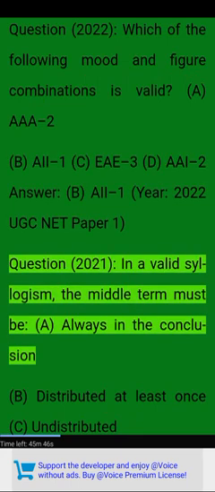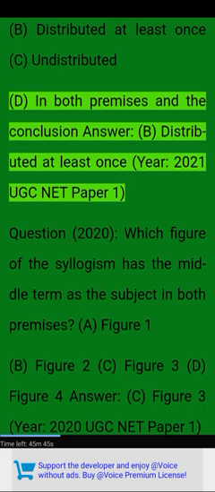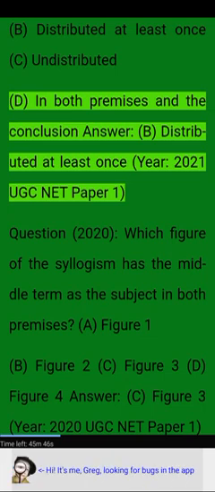Question 2021. In a valid syllogism, the middle term must be A. Always in the conclusion. B. Distributed at least once. C. Undistributed. D. In both premises in the conclusion. Answer. B. Distributed at least once. Year 2021 UGC NET paper 1.